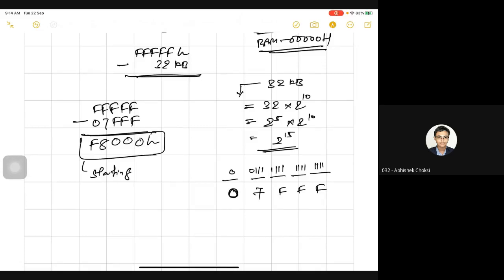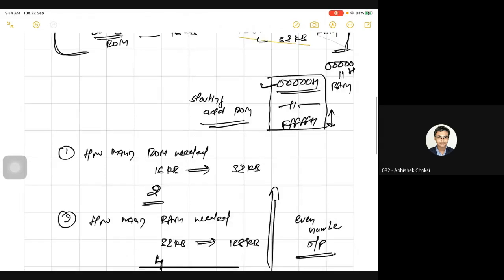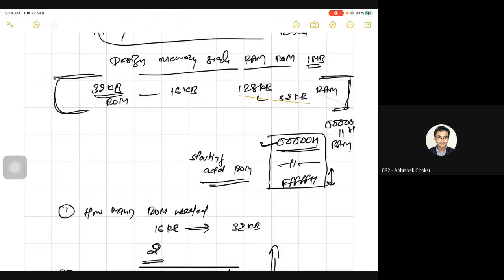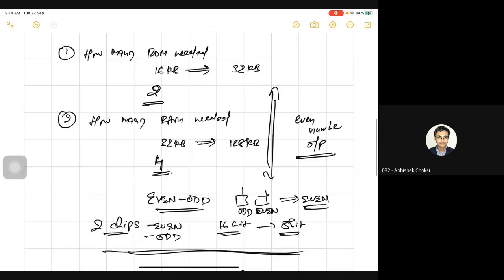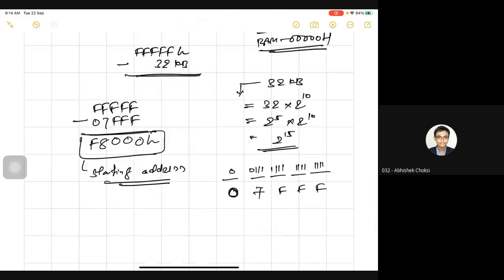So what we have done: first we found out how many chips will be needed to make that memory. This is your question: you need to design an 8086 system such that you make a 32 KB ROM and 128 KB of RAM using these chips. So first find out how many chips are needed. Two ROM chips are needed, four RAM chips are needed. The starting address of your ROM will be F8000. Why? Because it ends at FFFFF, so we need to subtract the total size of ROM. Done?